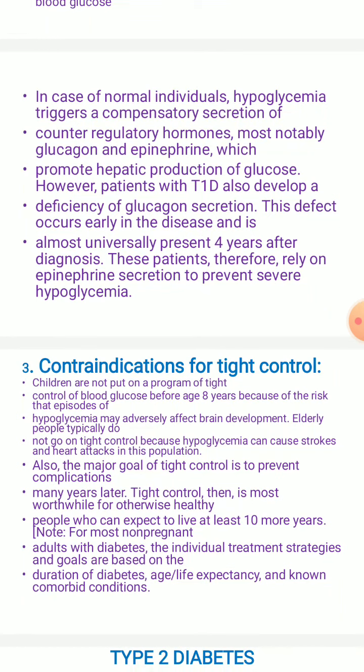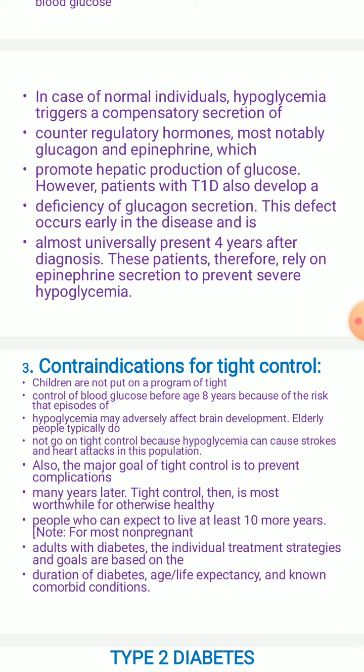So what are the contraindications for this tight control? Children should not be put on a program of tight control of blood glucose before age 1 year, because of the risk of hypoglycemia, which may show an adverse effect on brain development. Elderly people also do not go on tight control, because hypoglycemia may result in strokes and even heart attacks for that population.